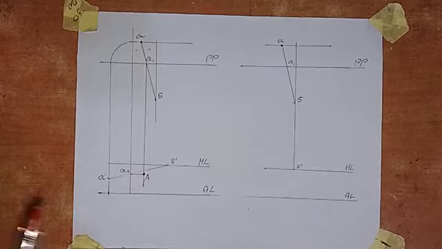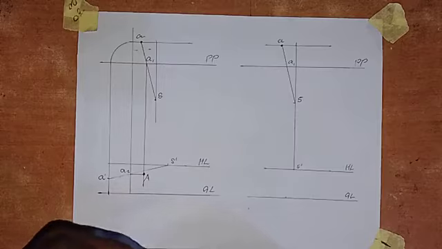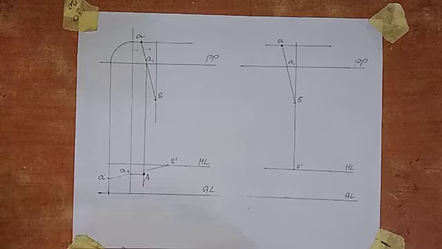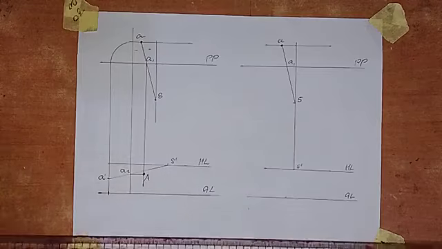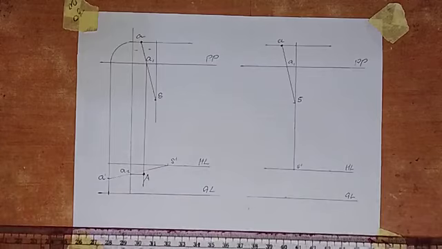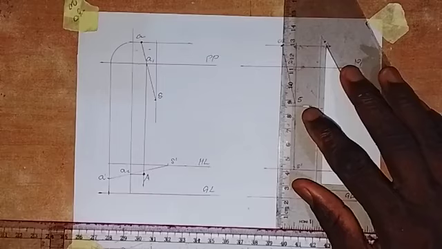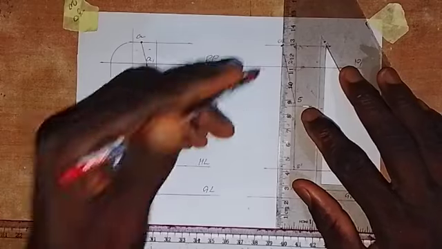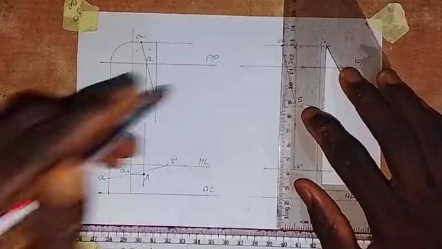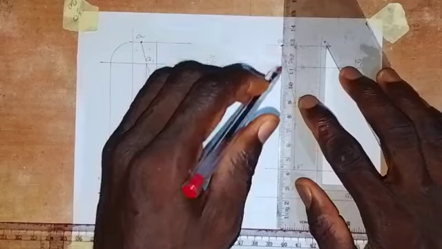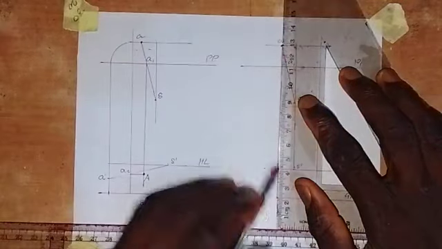Now, as the question says, the point whose perspective view is to be drawn is also 10 millimeters above the ground line. Before we can do that, I will come to this point and draw a vertical line down from it, coming down like this.